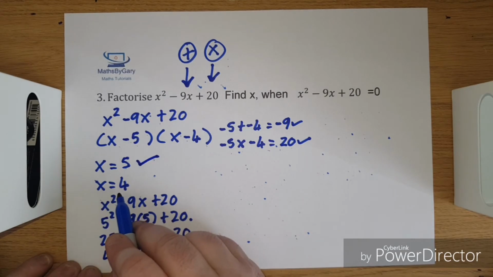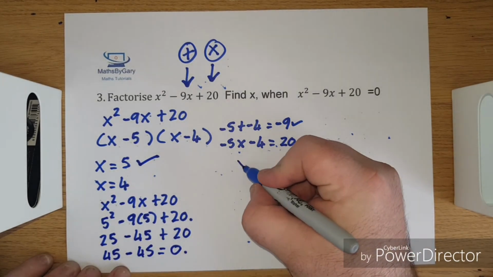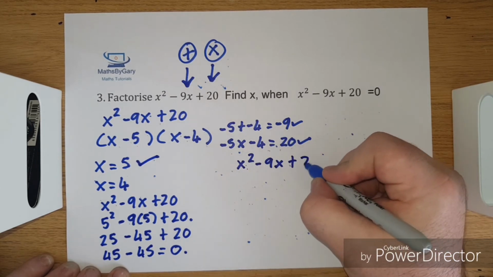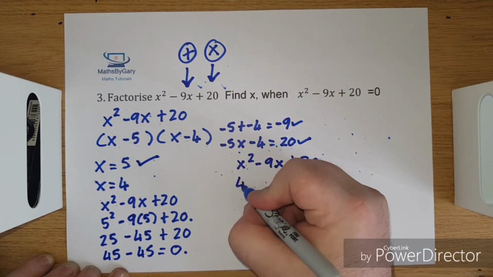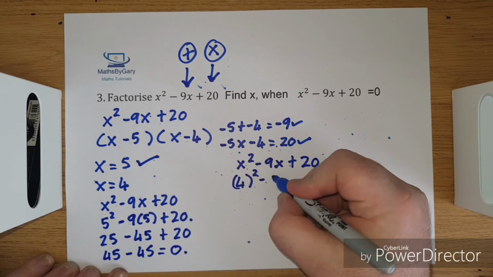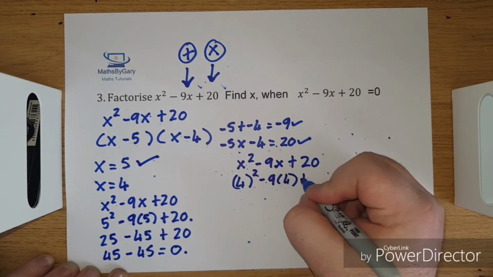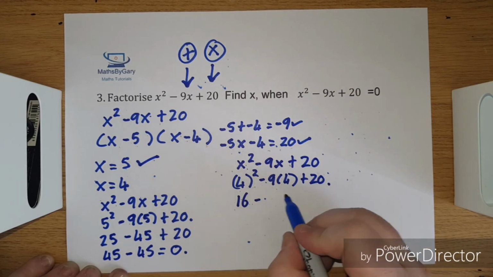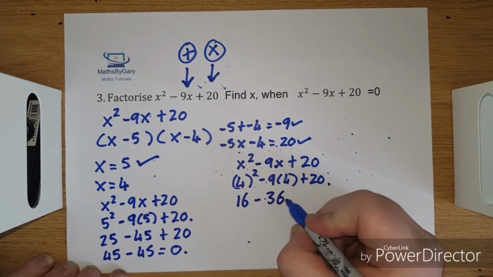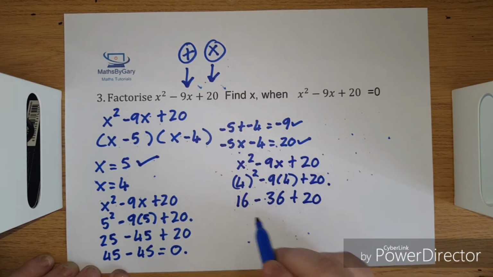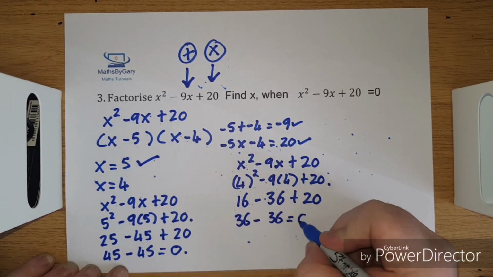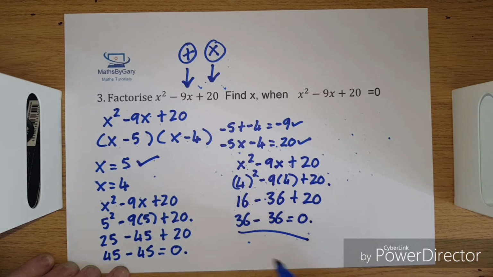And last but not least, we'll check x equals 4. So x squared minus 9x plus 20, but this time for 4. We have 4 squared minus 9 times 4 plus 20. 4 squared is 16, minus 9 times 4, minus 36, plus 20. 16 and 20 is 36, minus 36 gives us 0. So there we go, that's what we want. So x equals 4 is in fact a root.